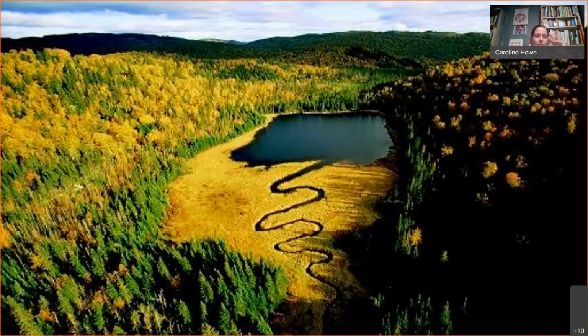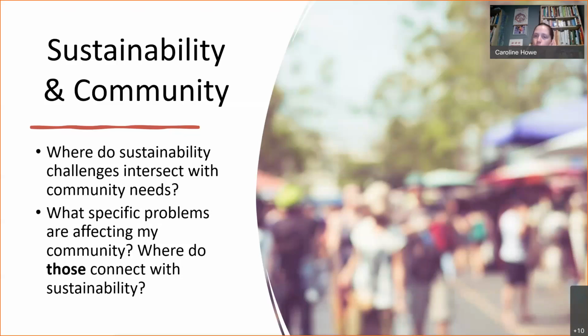So we've started to look through these sustainability challenges. We've identified a point of intervention that we think can have impact. Then the question comes, where do these sustainability challenges and this point of intervention connect to community needs?